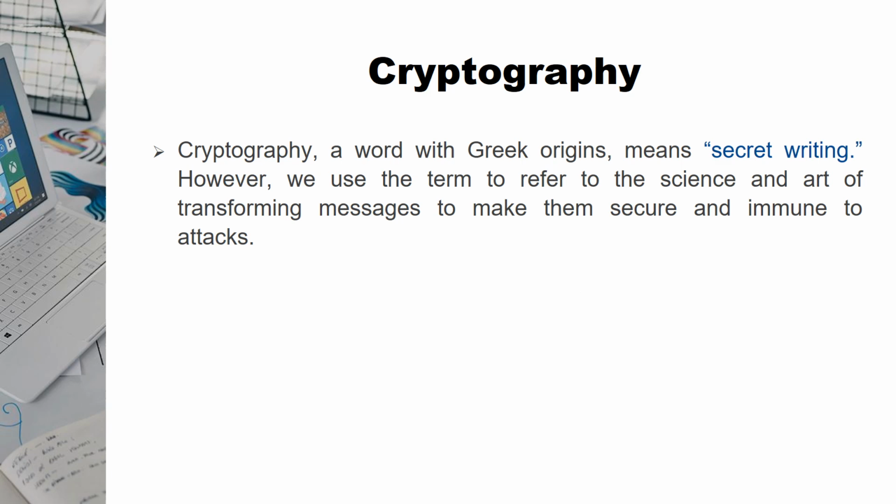Cryptography at its core is the science and art of securing information by transforming it into a form that is unreadable to an unauthorized individual. The term itself comes from Greek, meaning secret writing, and it's been used for centuries to protect sensitive information from prying eyes. In today's world, cryptography is everywhere, from securing our online banking transactions to protecting our private messages on social media. The main goal is to ensure that even if a message is intercepted, only the intended recipient who has the right key can read it. As technology evolves, so do the methods used by attackers, making cryptography a constantly advancing field.